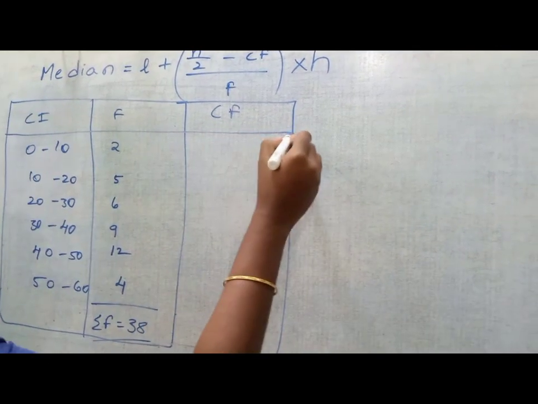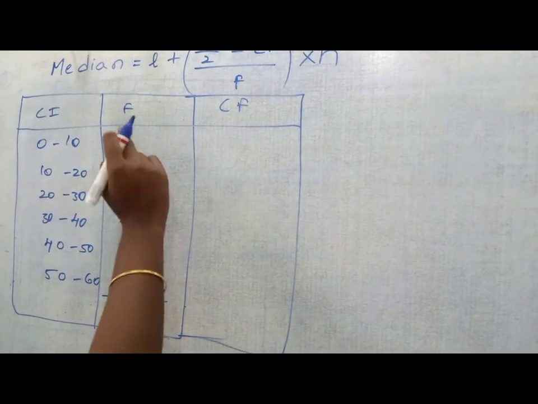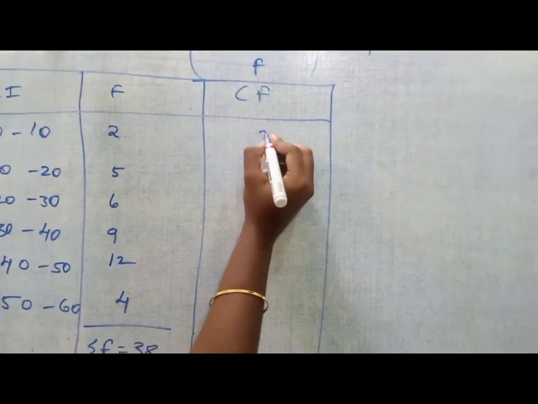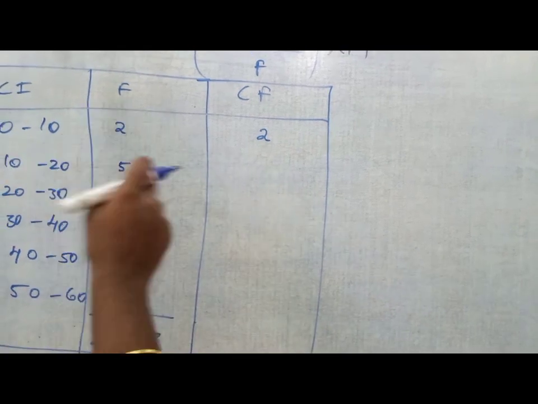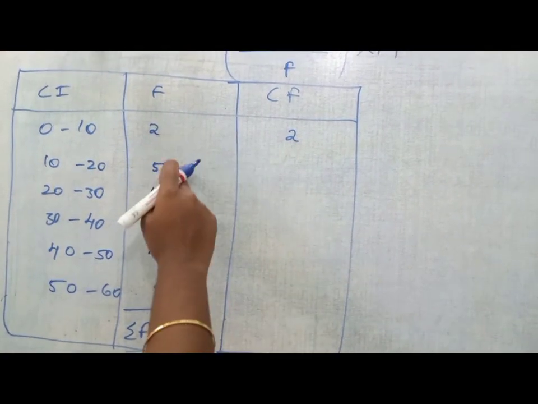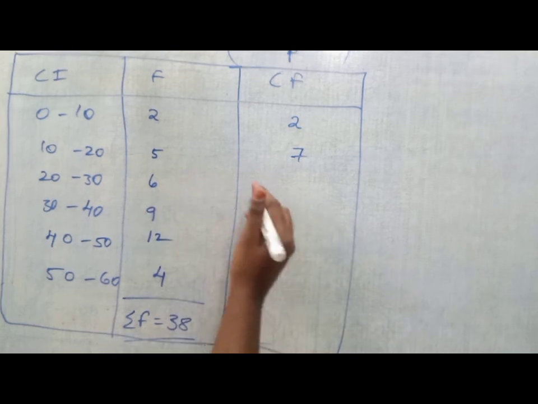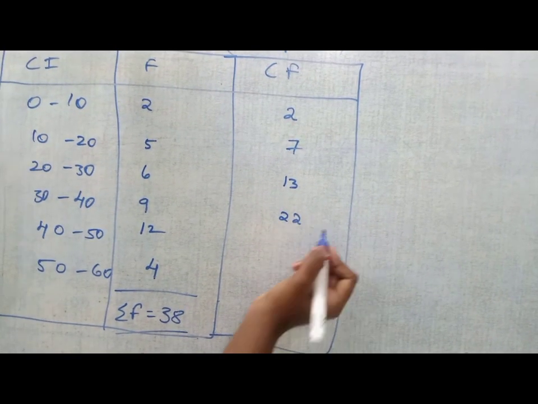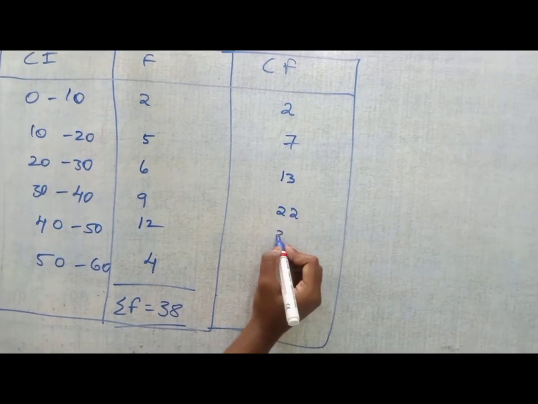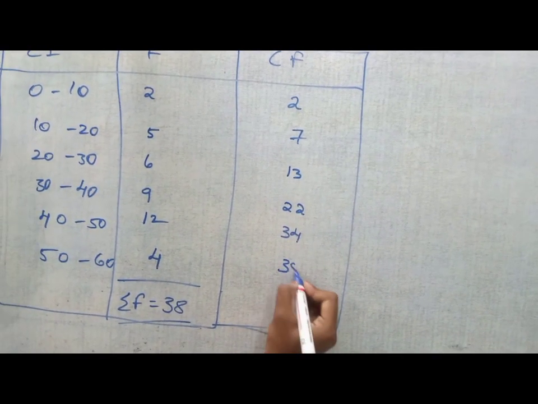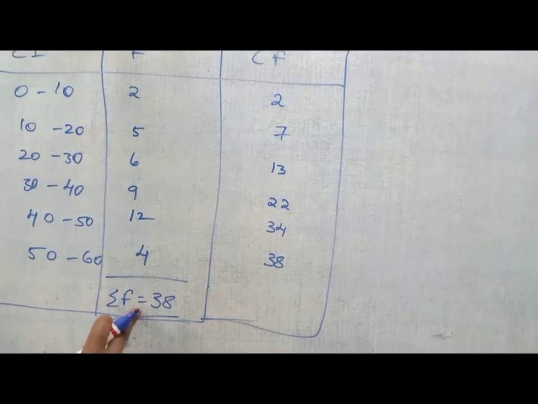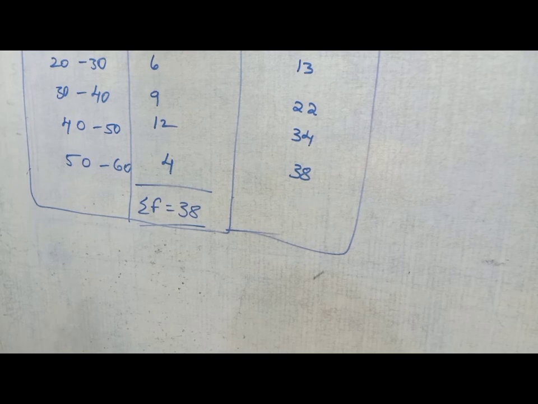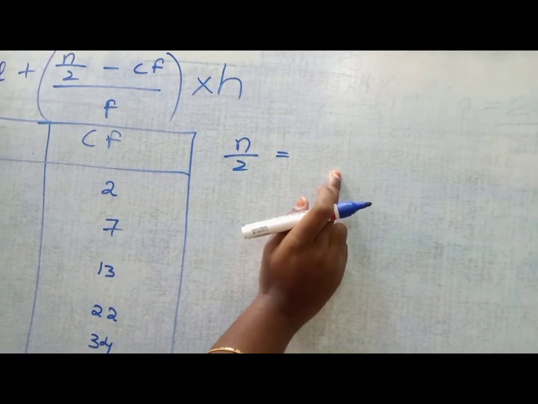To find cumulative frequency, we should add each of the following frequency. First write here 2. Then add each one to it. 2 plus 5 is 7. 7 plus 6 is 13. 13 plus 9 is 22. 22 plus 12 is 34. 34 plus 4 is 38. The sum of frequency and the last value of cumulative frequency should be equal. The sum of frequency is 38.